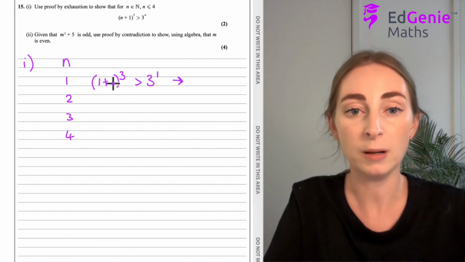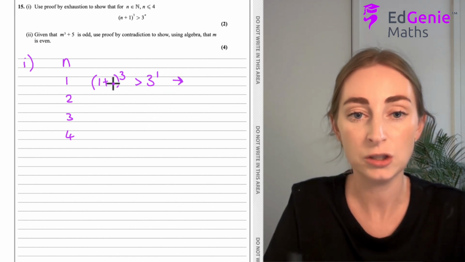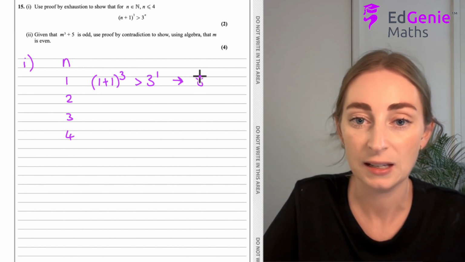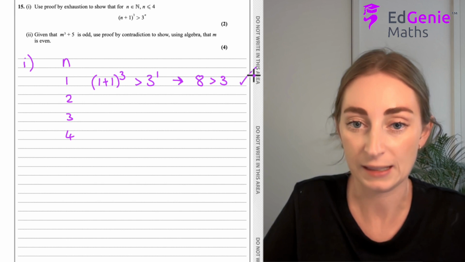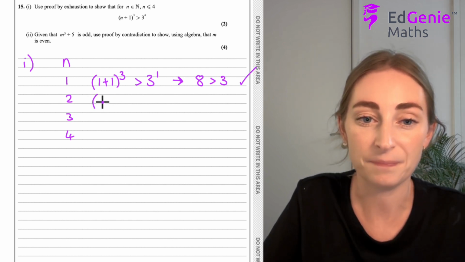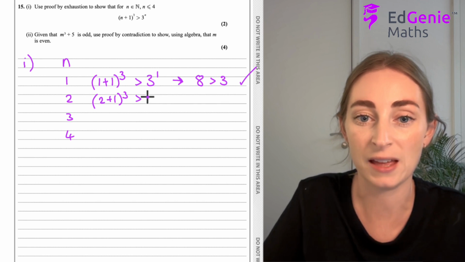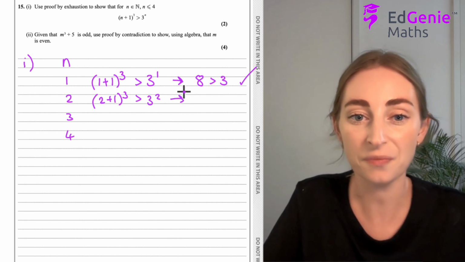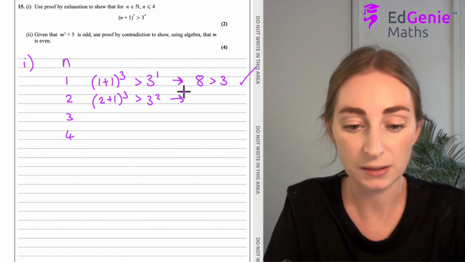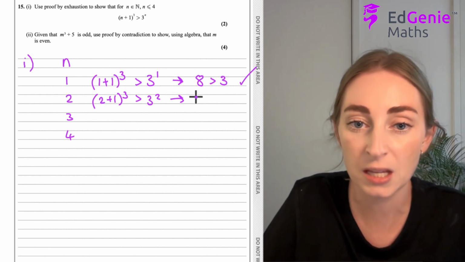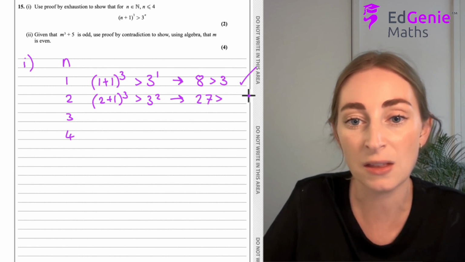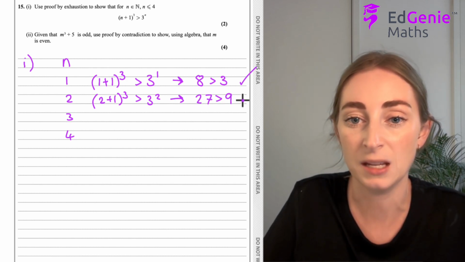Well, 1 plus 1 is 2. 2 cubed is 8. 8 is greater than 3. Yes, it is. Next one. (2 plus 1) cubed. Is that greater than 3 squared? 2 plus 1 is 3. 3 cubed is 27. We knew that. 27 is greater than 3 squared, which is 9. Correct.